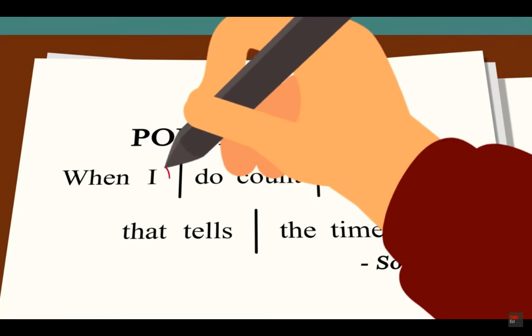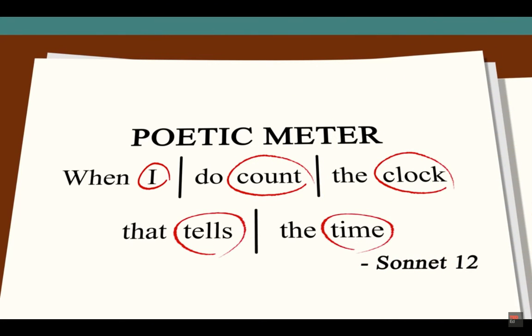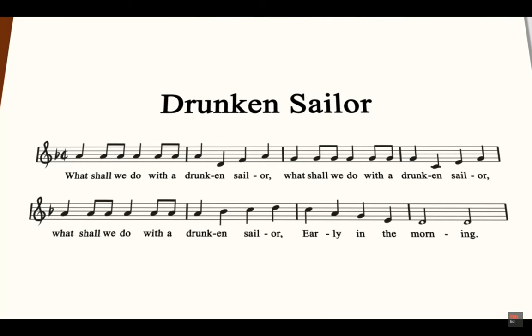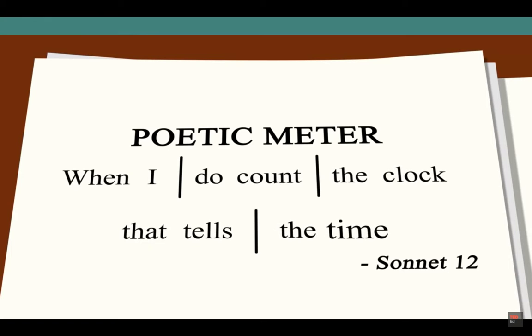In a line of verse, a foot is a certain number of stressed and unstressed syllables forming a distinct unit, just as a musical measure consists of a certain number of beats. One line of verse is usually made up of several feet.